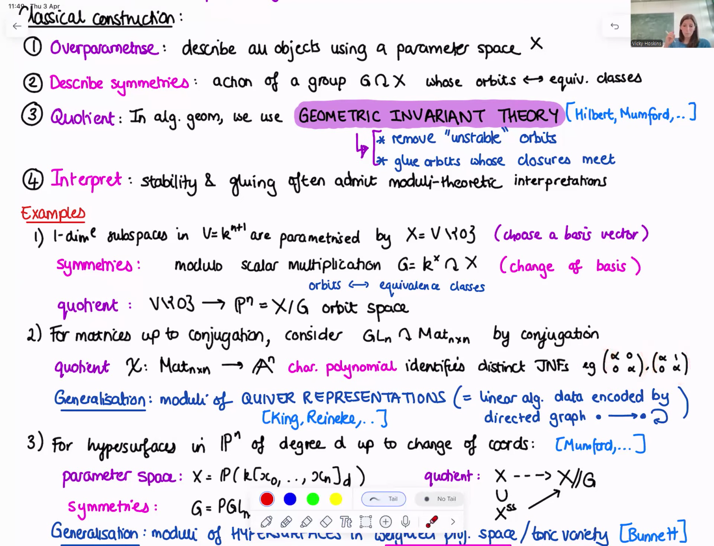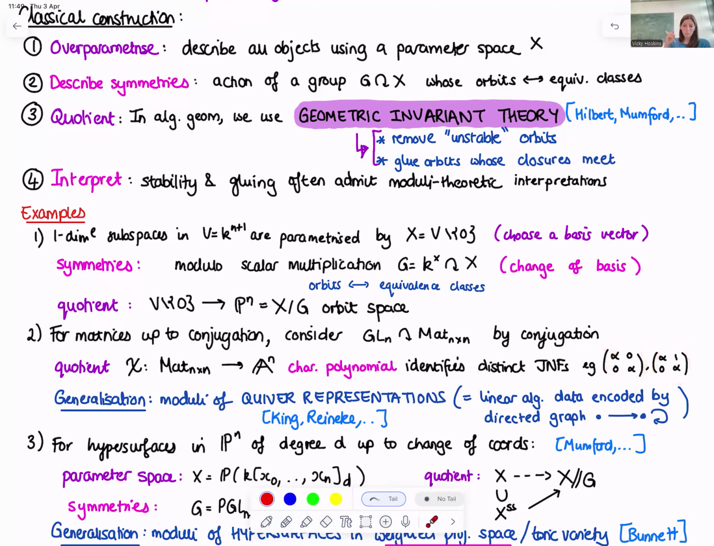So I've drawn a picture here. The case where you just have this loop quiver corresponds to a vector space with an endomorphism, and that is precisely matrices up to conjugation after you choose a basis. But more generally, you can look at tuples of matrices up to simultaneous conjugation. We'll return to this example a little bit later.